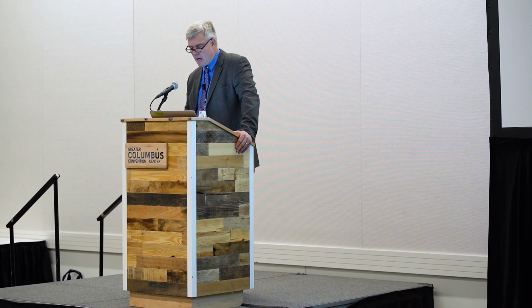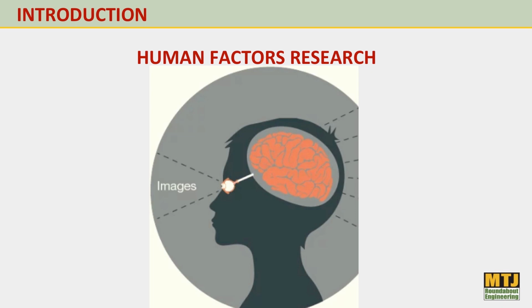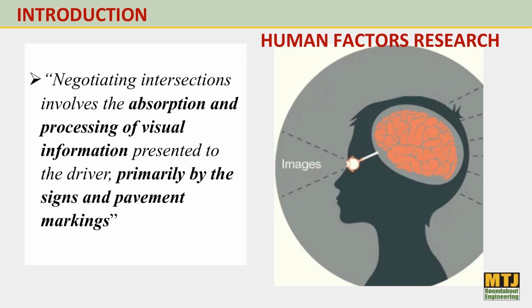So back to the topic at hand, really. Human factors research. The research says negotiating intersections involves the absorption and processing of visual information presented to the driver primarily by the signs and pavement markings. And this is general. This is not specific to roundabouts. This is predominantly focused on traffic signals and other roadway components. So if that's true for everything else, it's true in spades for roundabouts.